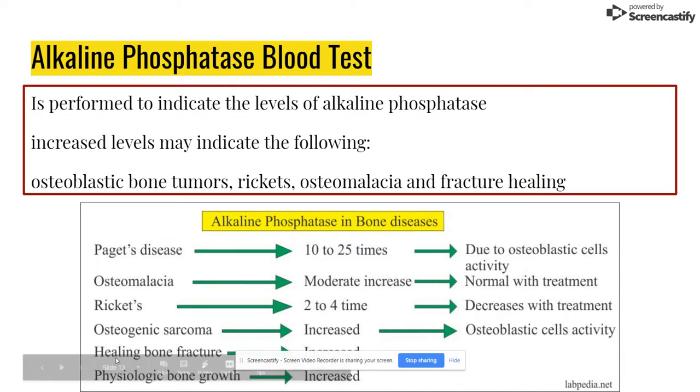I do want to point out physiologic bone growth. Right here, physiologic bone growth. This is just normal bone growth in your body, right? So a 12 or 13-year-old, a young child who's still growing, they're going to have those increased levels of ALP.